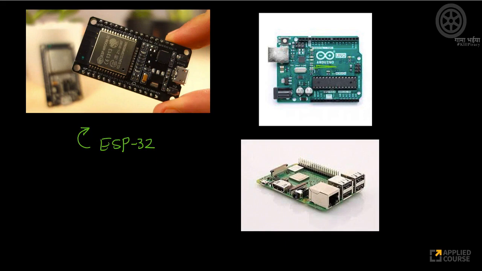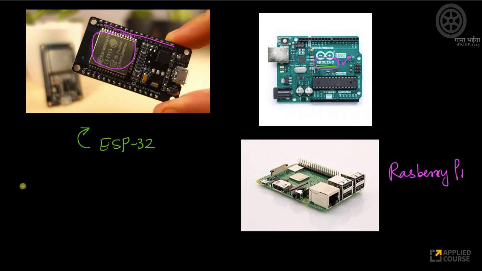Or this is called an Arduino board, to be precise. This is your Raspberry Pi board. So this is a very small chip. This is literally one chip. See, look at this. This whole thing is your ESP32 chip.